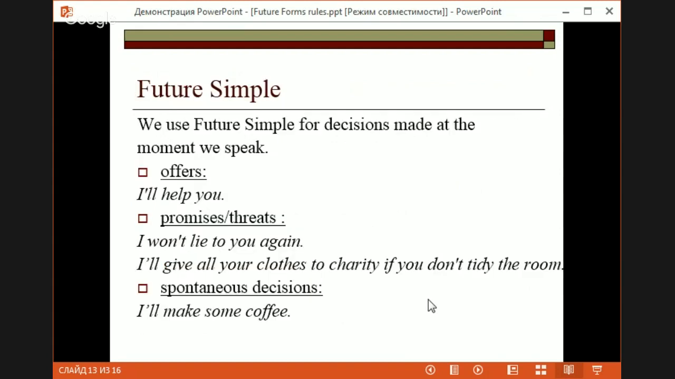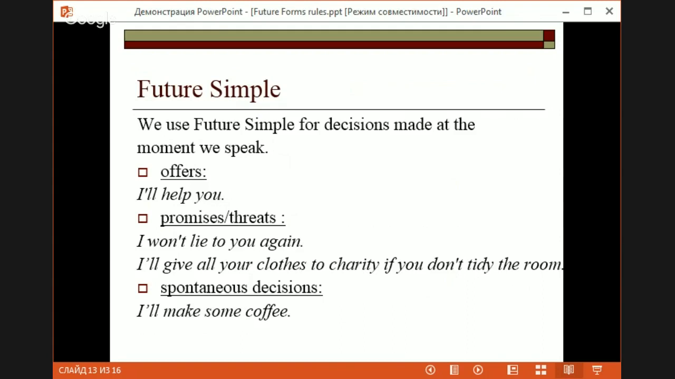The next tense which can help us to express future, it's very logical. We use future simple. We use future simple for lots of cases, but other cases, sorry, I will tell you in the next webinar. In this webinar, we will focus only on three main points why we need to use it. First of all, when we offer somebody something.